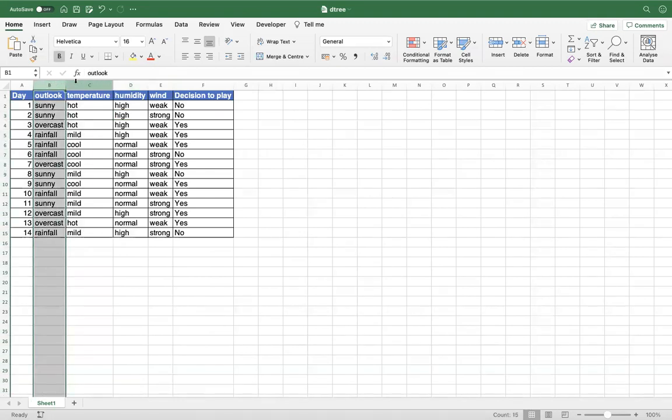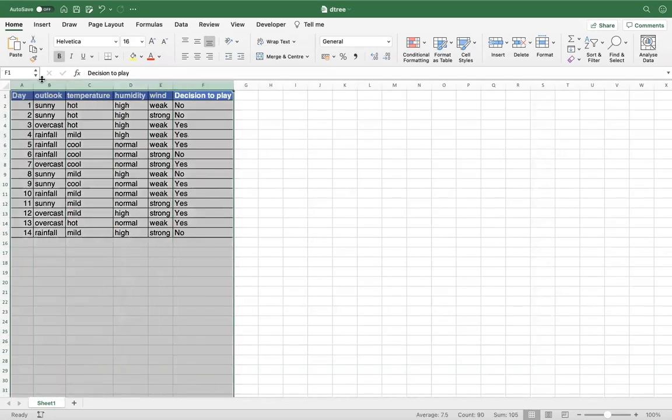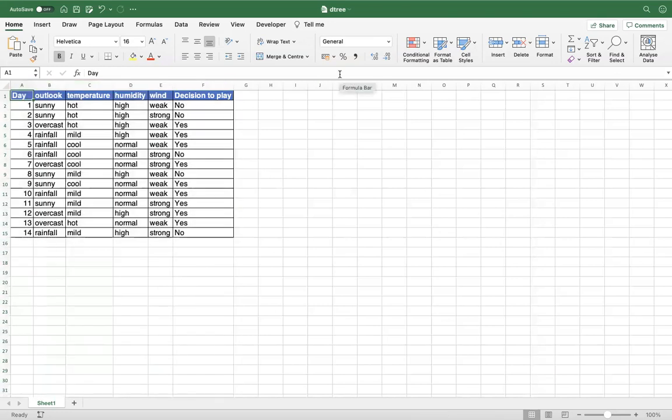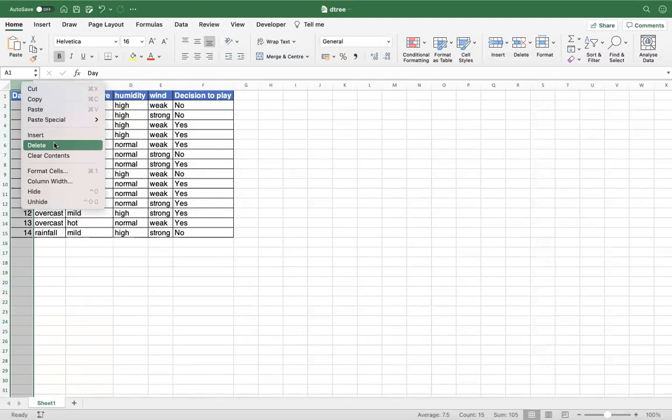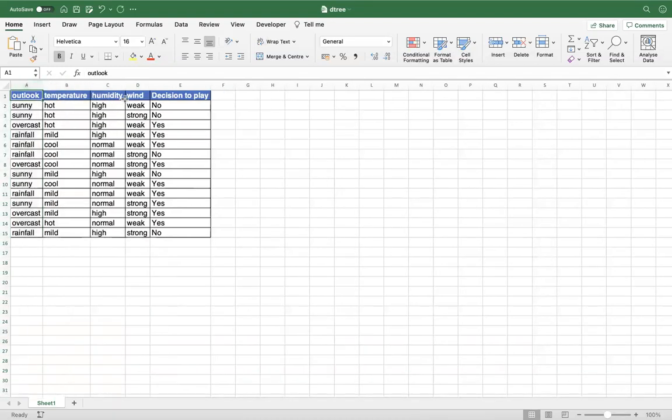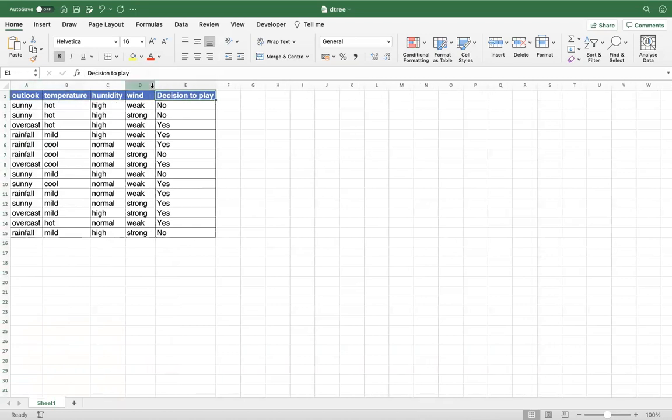So on a given day, what is the outlook, temperature, humidity, wind, and decision to play? This is our data. Can you tell me what the X and Y in this data set are? Y is the decision to play. And X can be any of those, generally all of these are X's, except the day. Correct, day is just a serial number. So outlook, temperature, humidity, and wind all contribute to the final output, the decision to play. So these are our X and this is our Y.